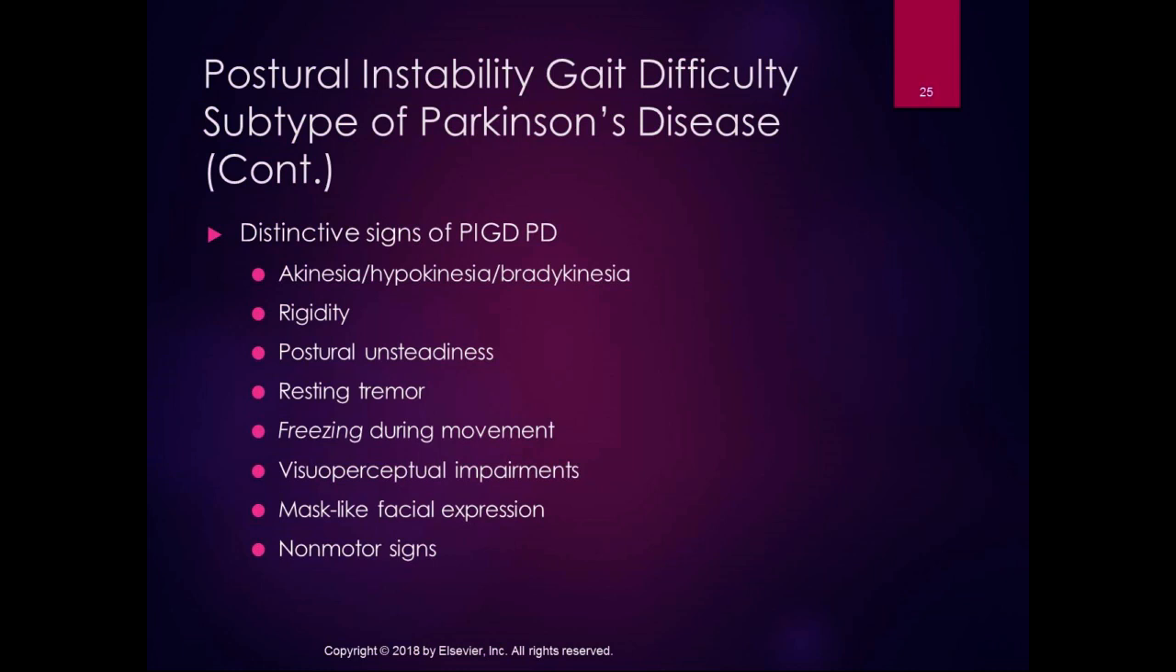Rigidity. A lot of times they have cogwheel or lead pipe rigidity, where you try to straighten out their arm and it ratchets, sort of, or it's just solidly rigid. Postural unsteadiness, resting tremor, freezing during movements, which tends to occur in later stages. Visual perceptual impairments, and that's that sensory mismatch. Mask-like facial expression, and that's that emotional loop part. And non-motor signs, a huge list of non-motor signs, largely affecting the autonomic nervous system. But you can imagine, knowing all the things the autonomic nervous system does, what kind of symptoms might be involved.